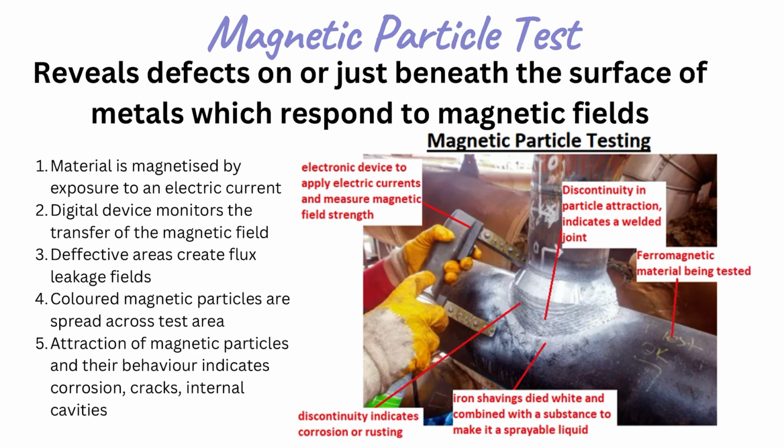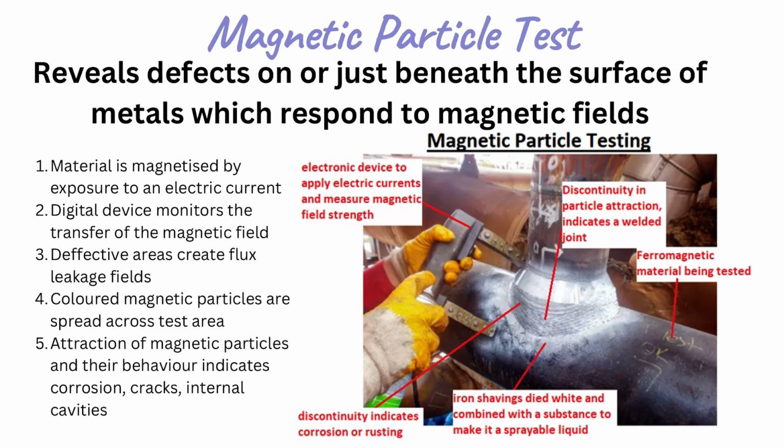Then a digital device monitors the transfer of the magnetic field into the material. So it's monitoring the reaction of the magnetic field acting within this metal. The defective areas will create a disturbance in this magnetic field known as a flux leakage, where essentially the behavior of the magnetic field will differ.